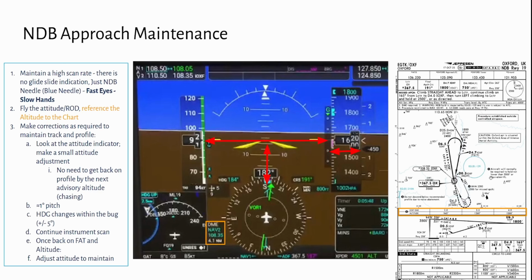readout ready. So 4 miles, 1,580 feet. And then when we get to 4 miles, we need to be at 1,580 feet. If we're not at that altitude, we need to make a small attitude adjustment to get back on profile.